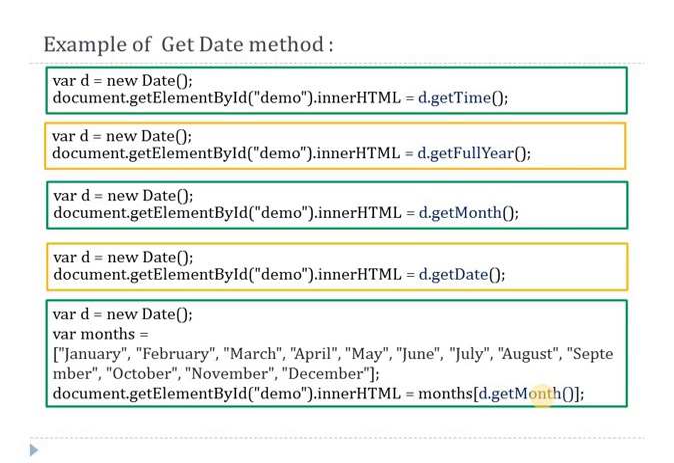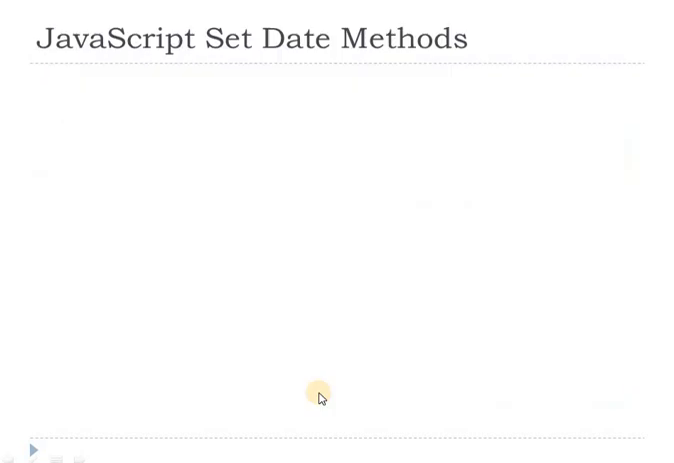So the total number is 12. Whatever this method returns will be treated as the index of that particular months array. For example, if d.getMonth returns 0, it will be treated as month index 0, that is our January, which will be the text of this particular HTML tag.